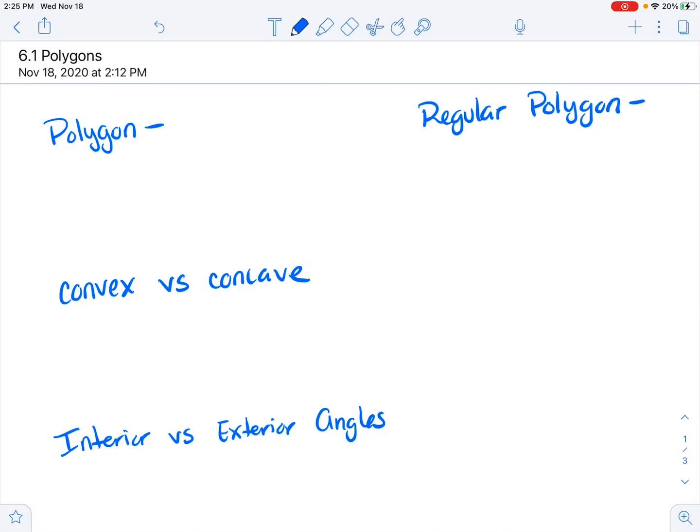All right, so today we're going to talk about 6.1, which is polygons. Now, a polygon is a multiple-sided figure, so it has 3 or more sides. Okay, so let's go over our names of polygons.